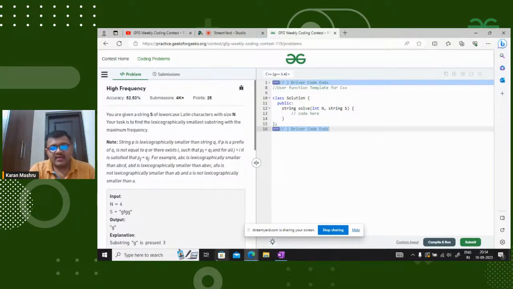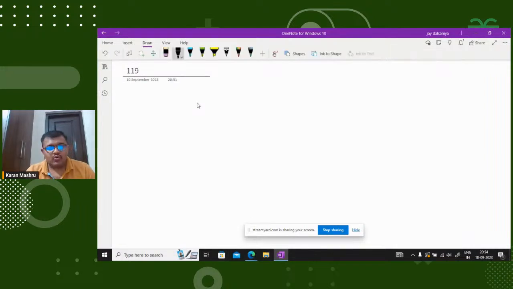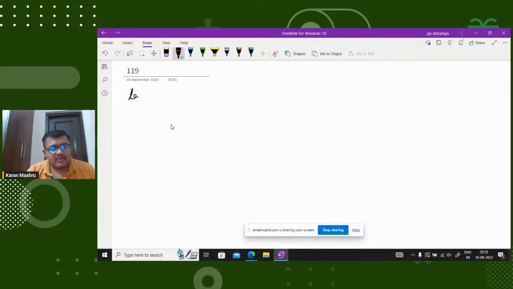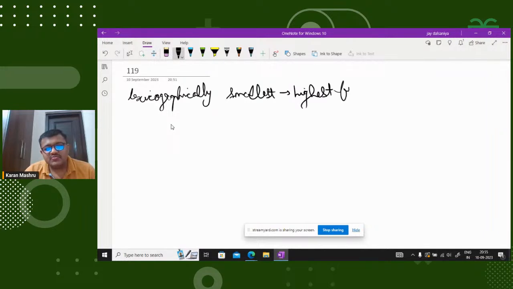So basically here we are told that we need to find the lexicographically smallest substring, right? Smallest, and it should also have the highest frequency. So among all the substrings which have the highest frequency, we need to return the one which is lexicographically smallest.